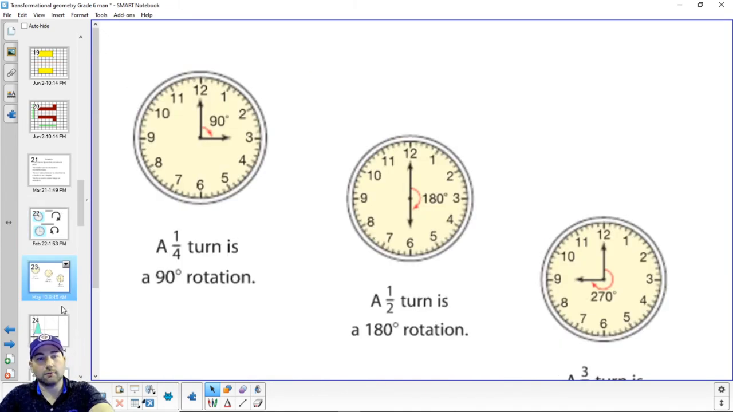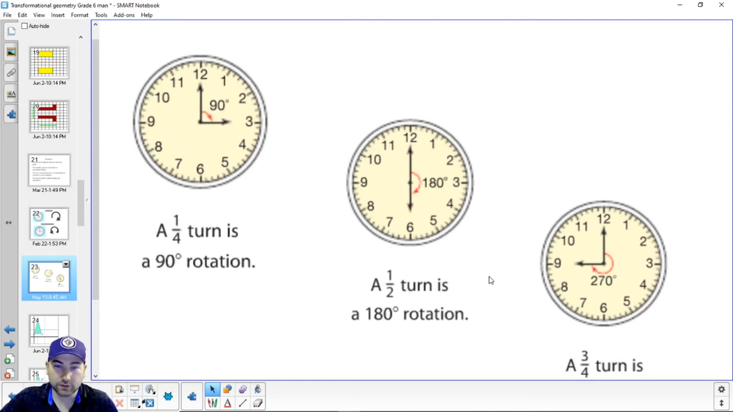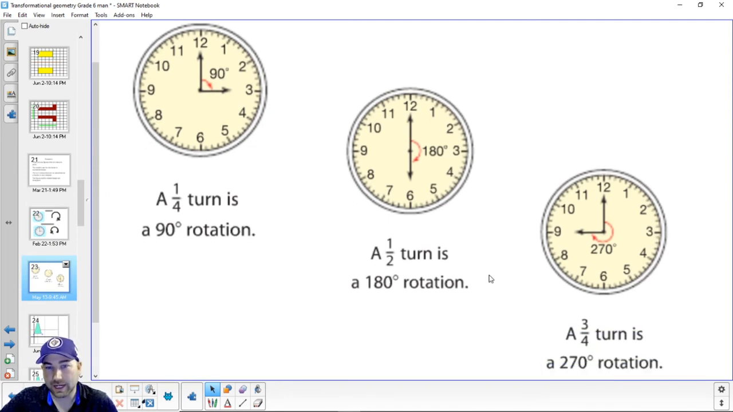A 1/4 turn or a 90-degree rotation is the same thing. So turning a shape 90 degrees is 1/4. A half turn is the same thing as a 180-degree rotation. And a 3/4 turn is a 270-degree rotation.